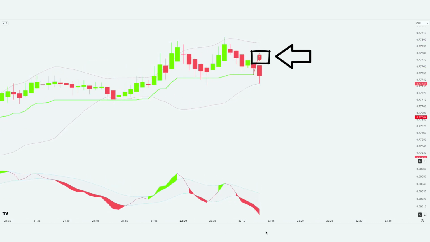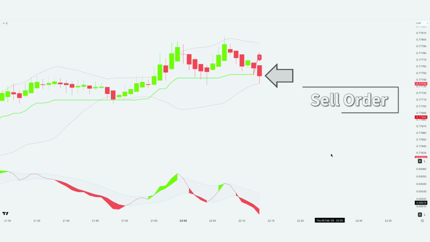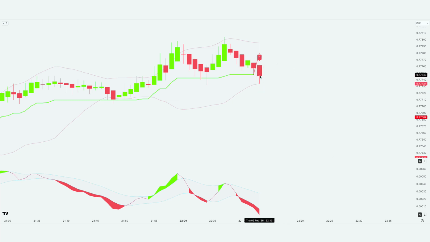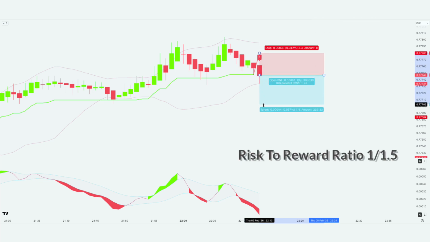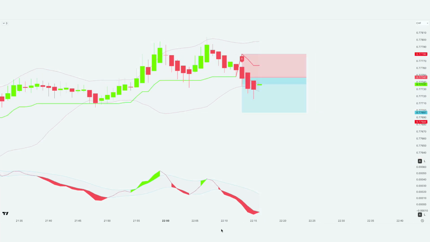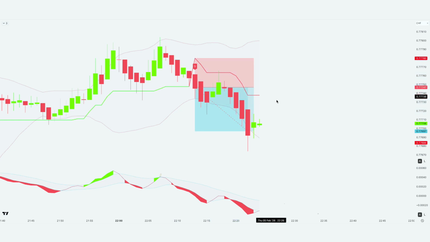Here the RT signals arrow of this indicator is a sell signal. Here the Bollinger Bands are in the red area. Here the market has made a bearish candle to give confirmation. So all our conditions are being fulfilled. So we are placing an order to sell. Our stop loss is to be placed at the red line. And the risk-to-reward ratio will be 1:1.5. Let's see what happens to our trade. We have won the trade. Let's find the next trade.